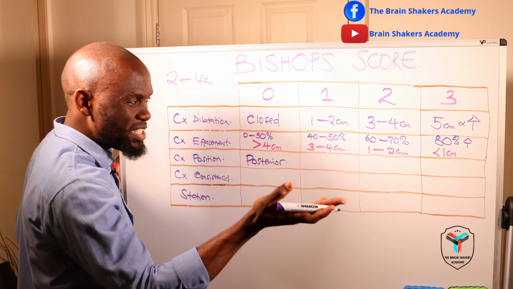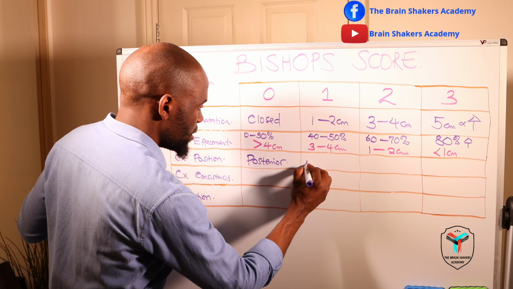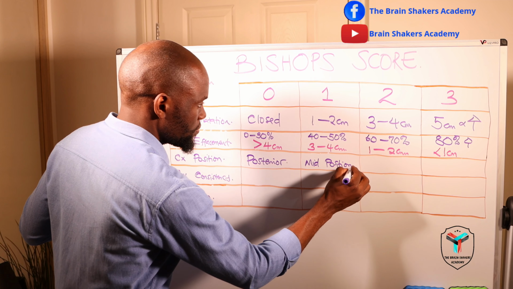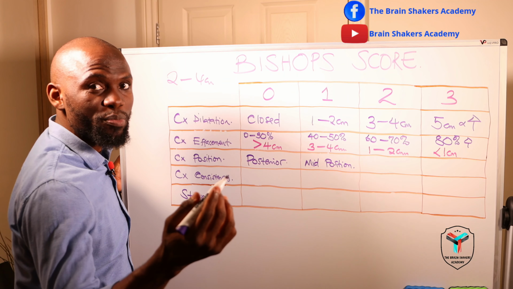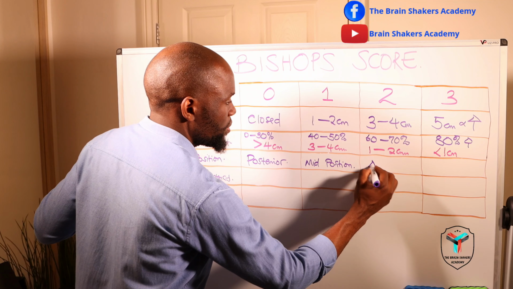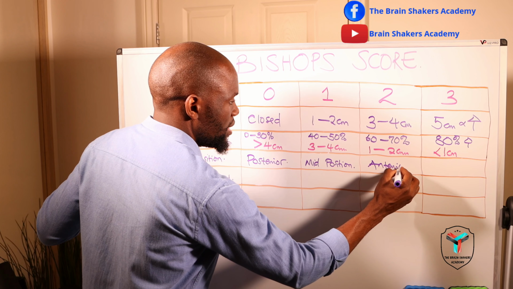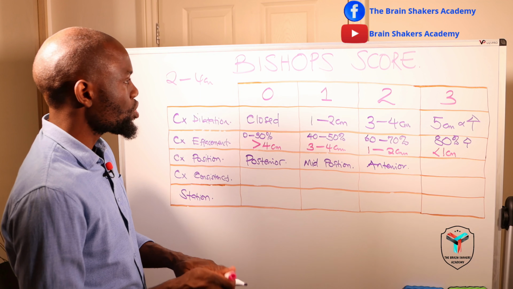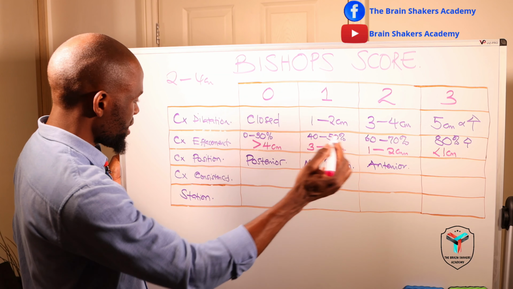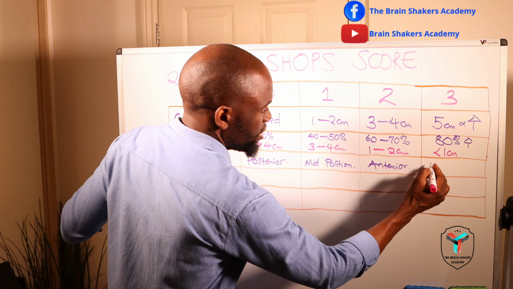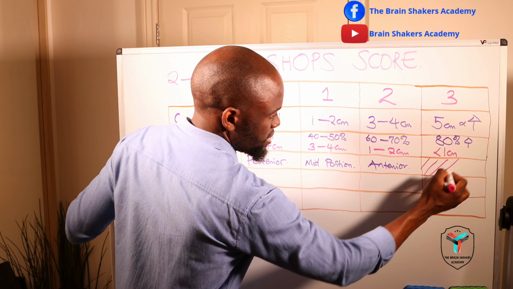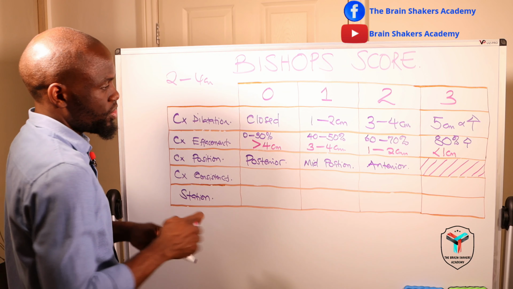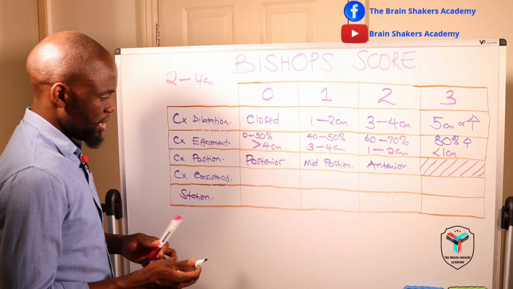And if it is in the mid position, then you can score it a 1. So we're going to say mid position. And then if it is in the anterior aspect, then it will score a 2. So we're going to say it is in the anterior aspect. You will notice that with the Bishop score, there is no third score for cervical position. So we are going to block this and close it out. Okay, so you score only up to about 2.